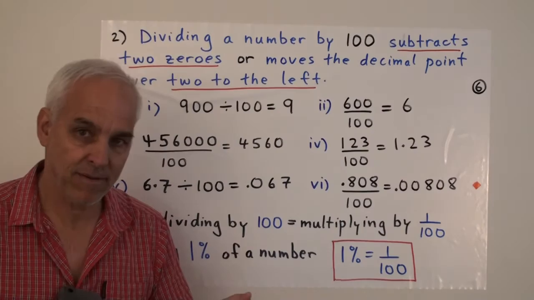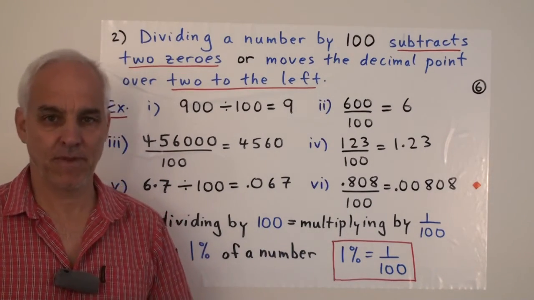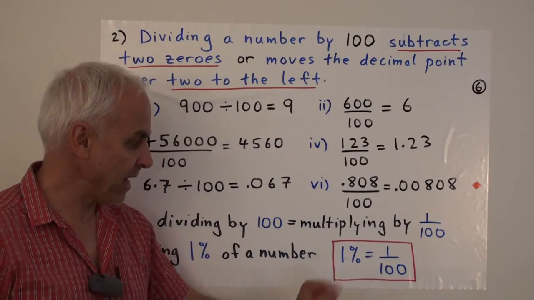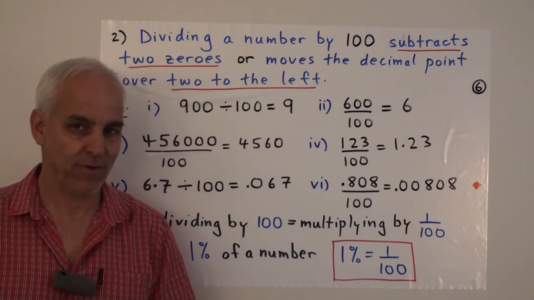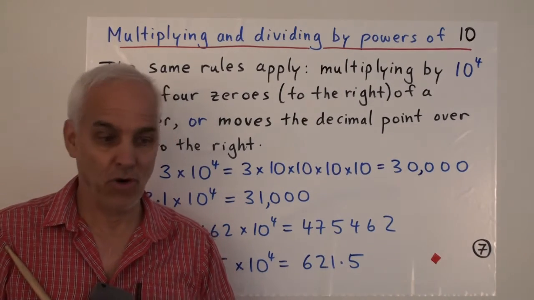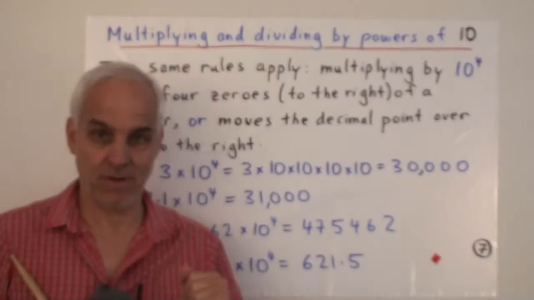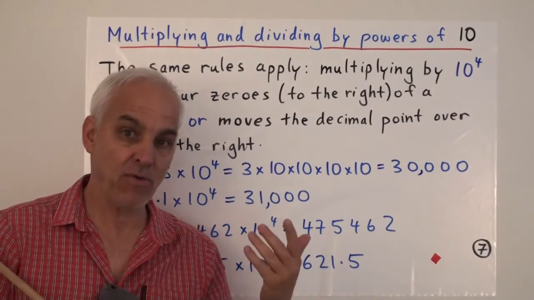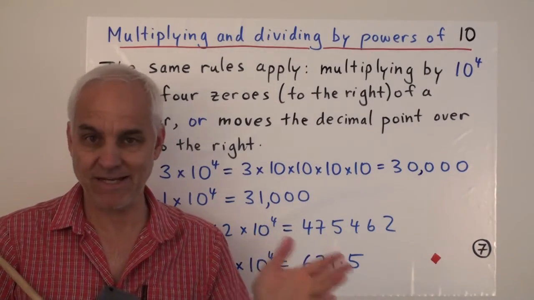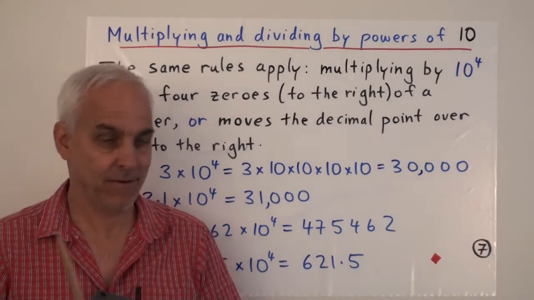Multiplying by 1/10, dividing by 10, taking 10% are all the same thing. And dividing by 100, multiplying by 1 over 100, taking 1%, they're also the same things. When we're working with scientific notation, we're going to be working with powers of 10, often much bigger than 10 and 100. So we want to understand how these rules that we've talked about for multiplying, dividing by 10 and 100 extend to higher powers of 10s.